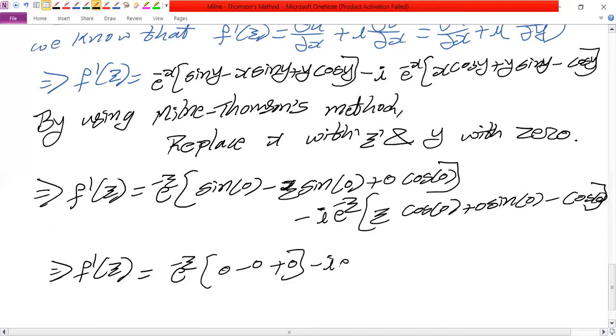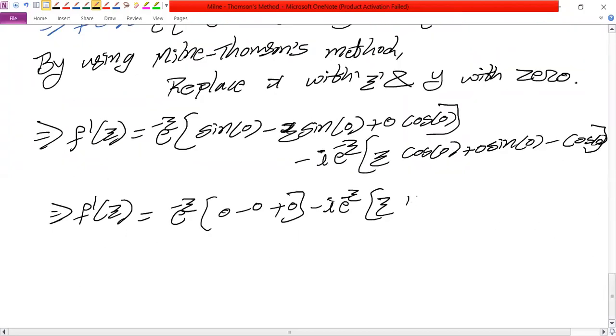Minus i into e power minus z into, what is the cos 0 value? It is 1. Plus 0 into sine 0 is also 0, minus cos 0 value is 1. So finally we get, first term is 0, and minus i into e power minus z into z minus 1.